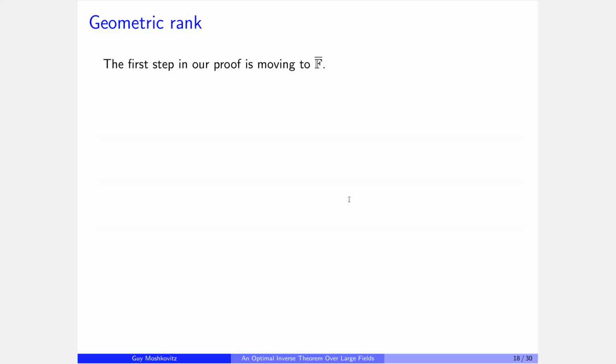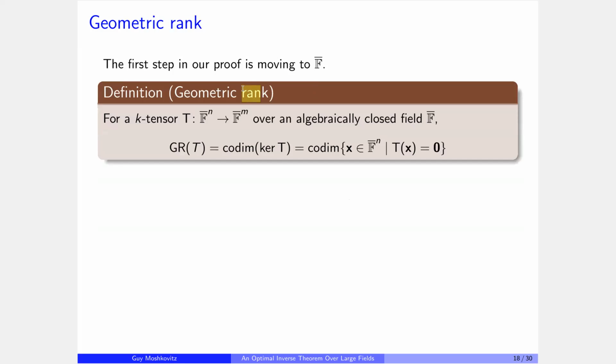Okay, so if we're going to move to the algebraic closure and talk about algebraic geometry, then we need a geometric version, or a geometric analog, of analytic rank, right? Analytic rank makes sense for finite fields. Now we're working over the algebraic closure. So we have this notion of geometric rank, the analog of it.